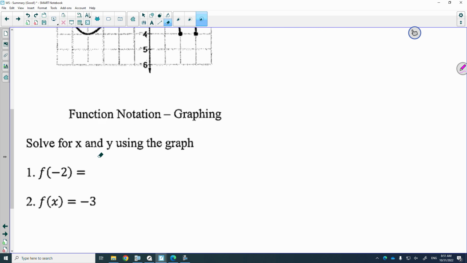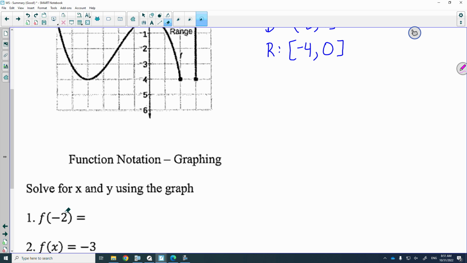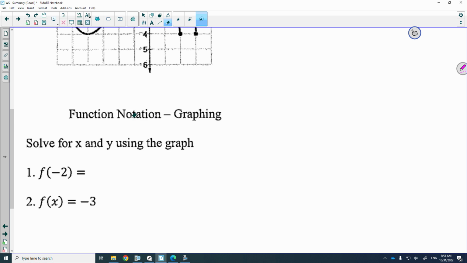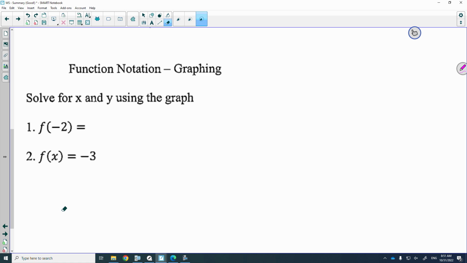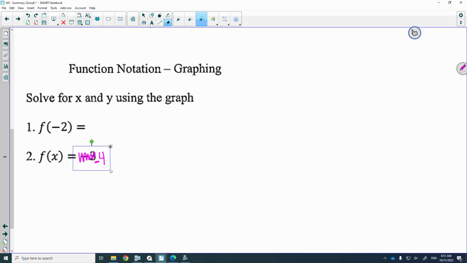Okay, you know what, you guys? Can we actually change number 2? There's still going to be more than one answer, but let's change it to f of x is equal to negative 4, because the other one, negative 3, was going to have decimals. Yeah, let's change it to that.